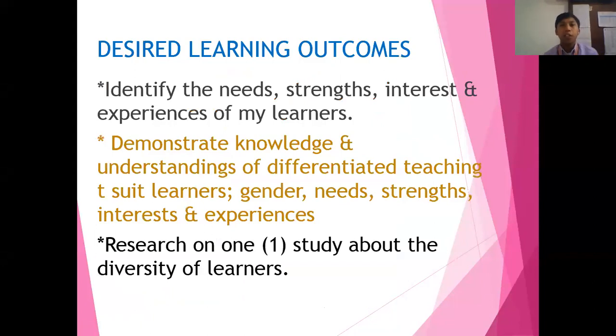What are the desired learning outcomes in this learning task? Number 1 is we are going to identify the needs, strengths, interests, and experiences of my learners. Number 2 is demonstrate knowledge and understanding of differentiated teaching strategies which is suited to learners, gender, needs, strengths, interests, and experiences. And we are going to research on one study about the diversity of learners.